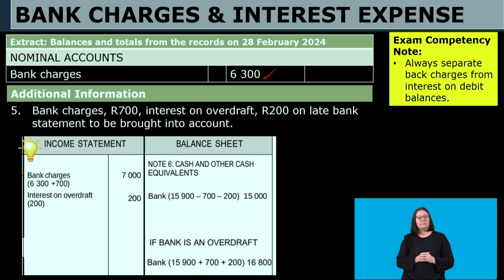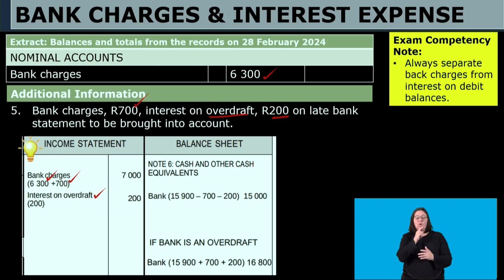So the first thing is your bank charges of 700. So I'll come now in my statement of comprehensive income, I'll say bank charges 6,300. Then I will add my 700. The next question is, why did I not add the 200? The 200 cannot come here. The 200 will come on interest on overdraft. So I'm going to record interest on overdraft separately.